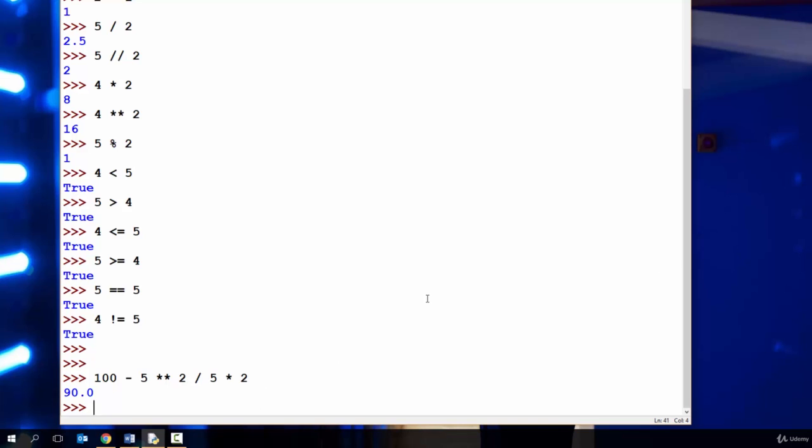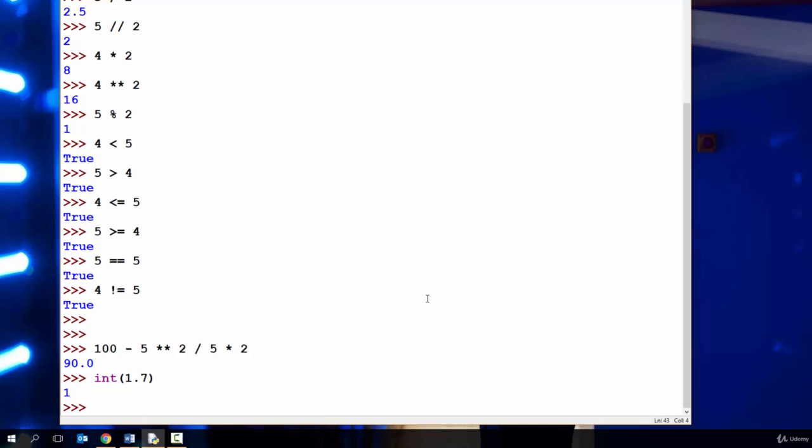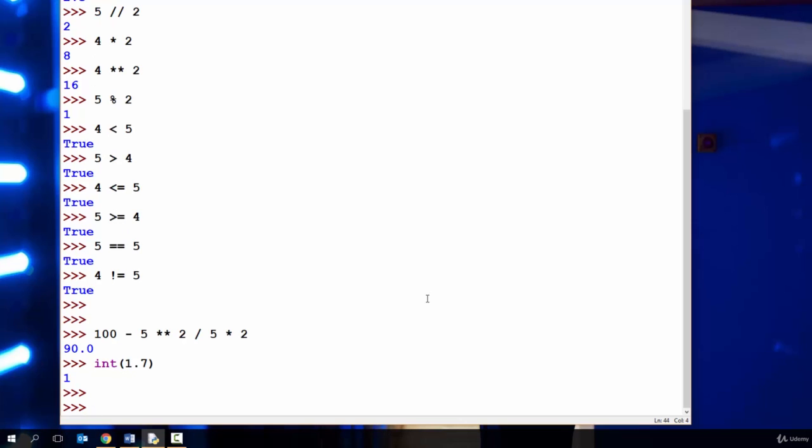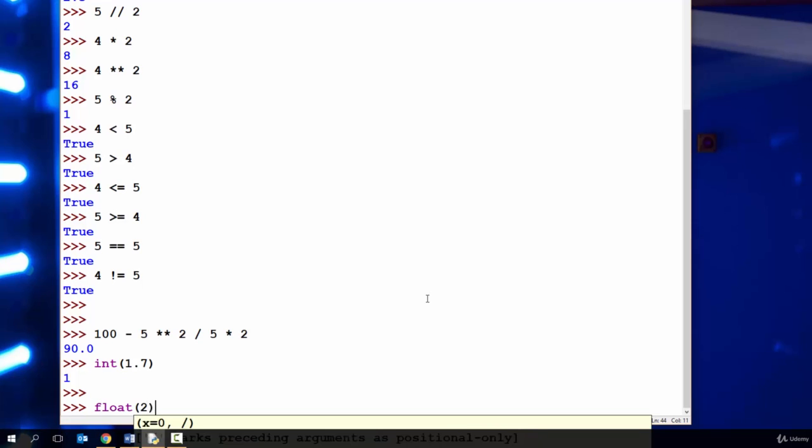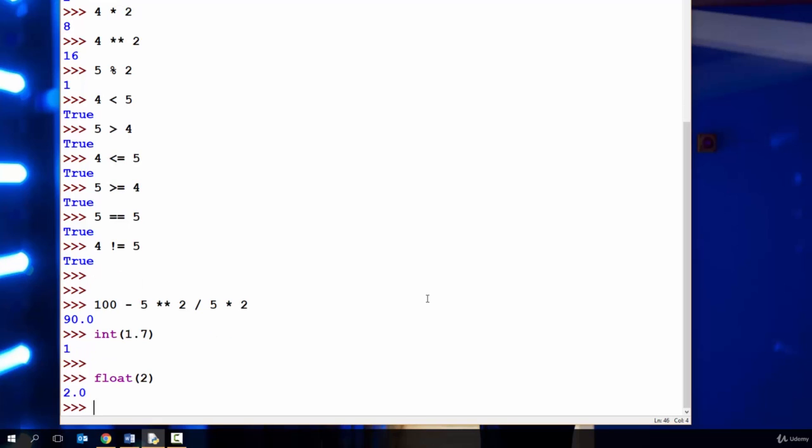Now let's look at two types of conversions. Let's see how we can convert an integer to a float and vice versa. Well, Python has two functions available for these operations. Let's see them. For example, the int function, int of 1.7. The result is 1 because the int function will round down the number in between parentheses to the nearest integer, which is 1 in this case. Next we have the float function, so float of 2. The result is 2.0. The float function will add this .0, converting 2 from integer to a floating point number.